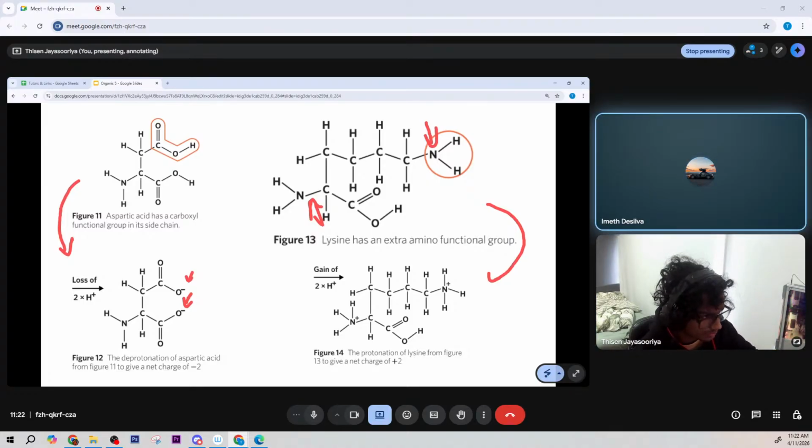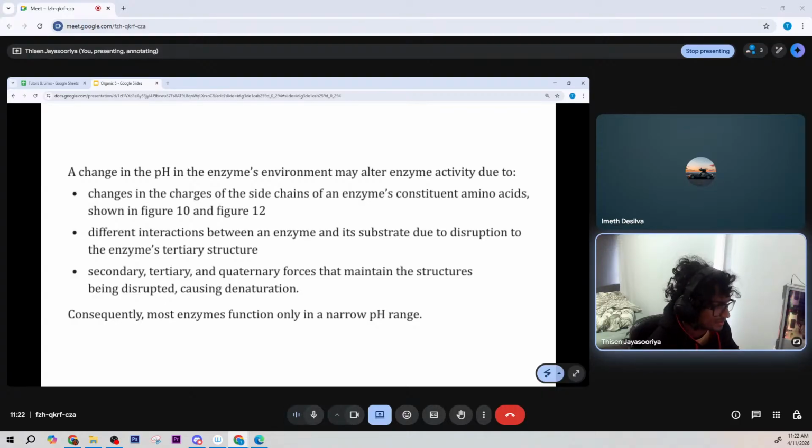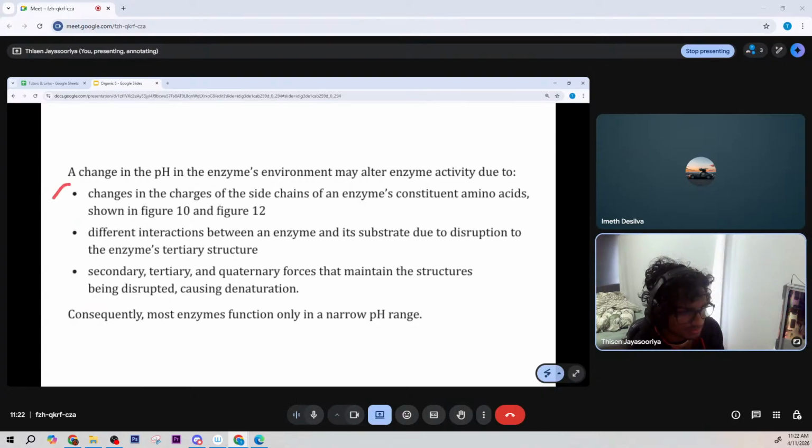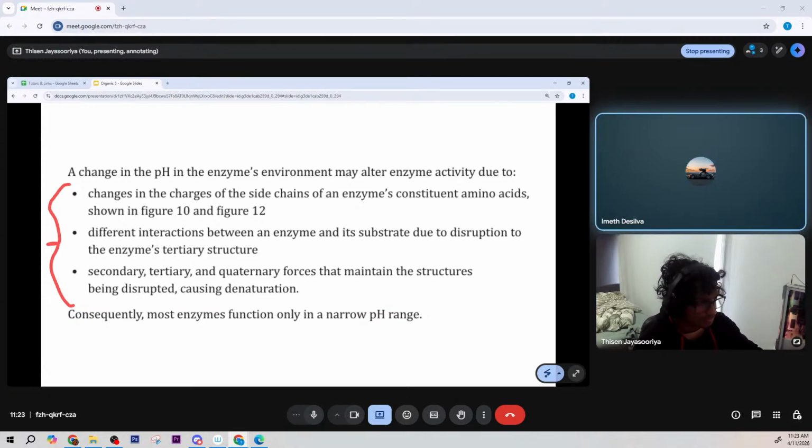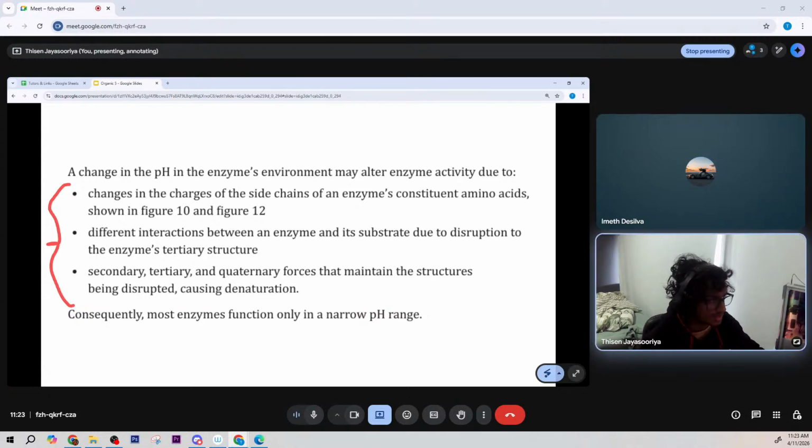Okay. So the big thing is that you want to remember that the pH will affect the bonding. It will affect the primary, secondary, and tertiary structure, as I said before, right? It forms different interactions between the enzyme and the substrate. Remember, when we talk about specific and complementary, specific refers to the bonding being specific. If the bonding isn't specific, then the enzyme and the substrate can't come together to form that enzyme-substrate complex. And it also changes the charges of the side chain. We've already talked about that.